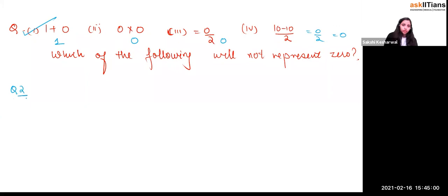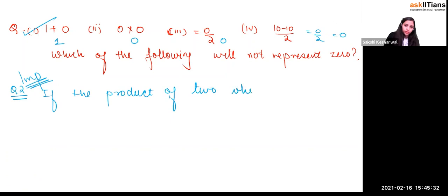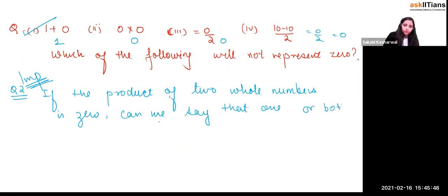1. Now if I ask you the second question, beta: if the product of two numbers is equal to 0, this is really, really important. I'll write down the question properly. I think you're a small kid, so I need to write the question. It says that if the product of two whole numbers is 0, can we say that one or both of them will be 0? Justify through example.